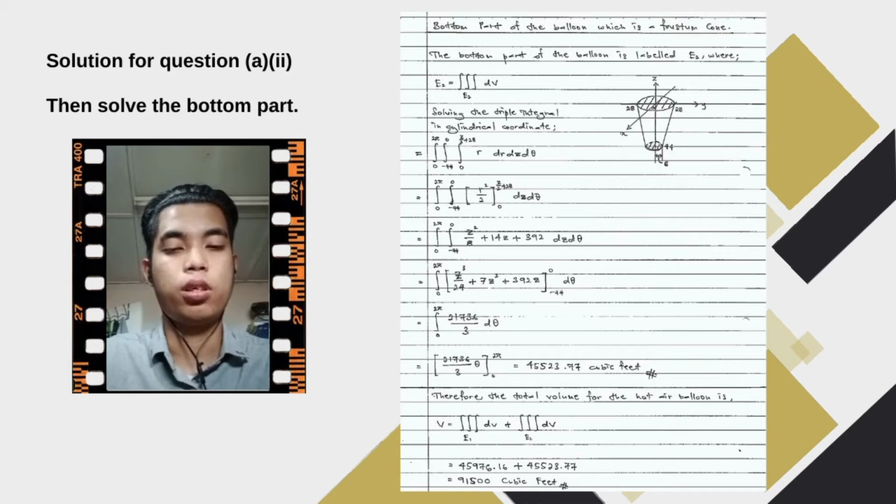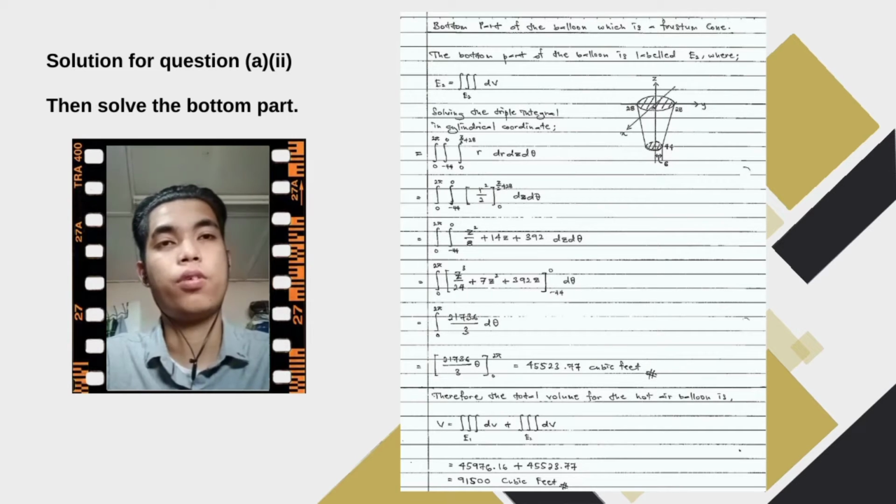Okay, then we will solve the dr first. Then we will get the answer for the integral of dr. Then it will be z squared over 8 plus 14z plus 392 dz d theta. Then we will solve the integral of dz. Then we will get 21,736 over 3 d theta. After that, we solve the theta. Then we will get the volume for the bottom part, which is the frustum cone, is 45523.777 cubic feet.